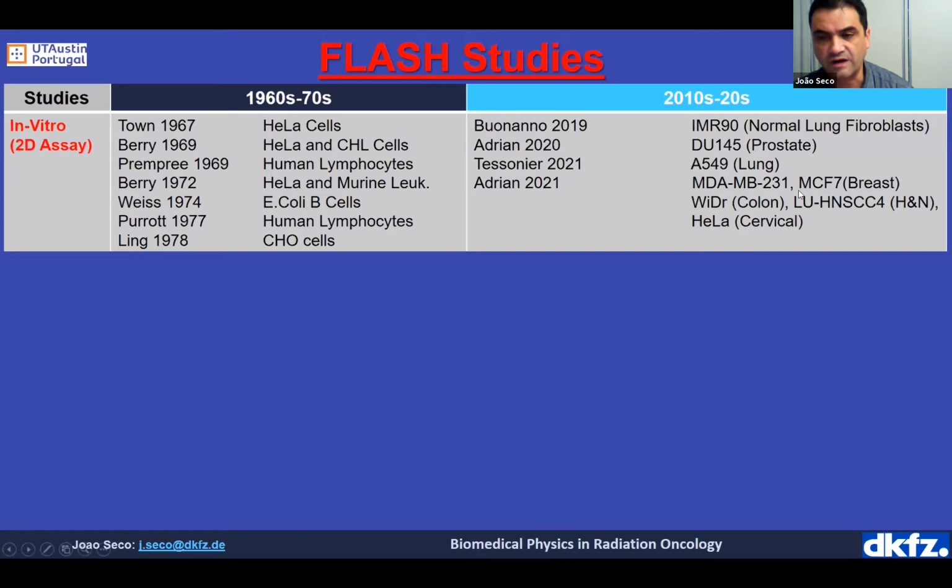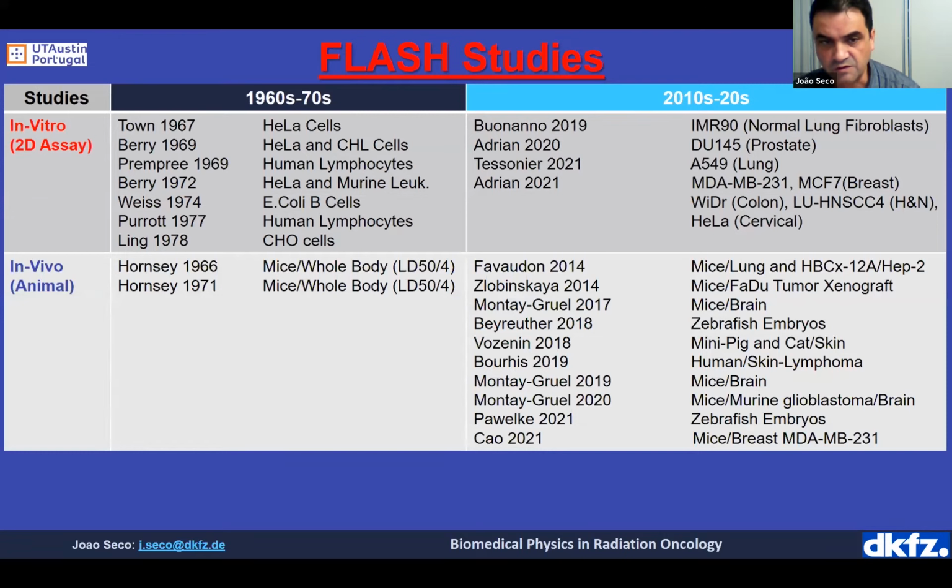I only found 4 recent studies from 2019, and one of them is repeated by the same group. So the Adrian group did the study in 2020 and also in 2021 for different cell lines. So you see the major difference from left to right. There's a lot of in vitro studies in the 60s and 70s and a handful of them in the last 10 years. Now, the thing switches when you go to animal studies.